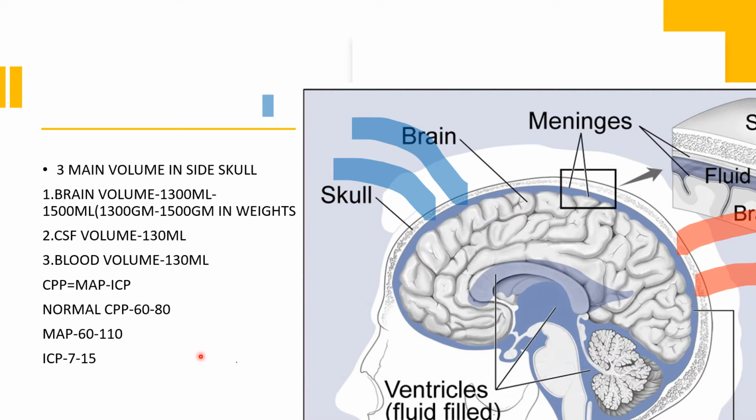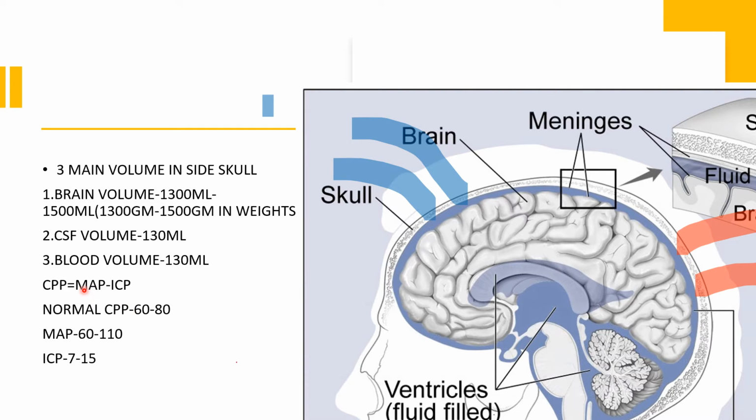So what is CPP? CPP is the cerebral perfusion pressure. You can see I drew the artery. This artery is carrying blood and nutrients to the brain for perfusion. This pressure is known as CPP, and it will be normal at around 60 to 80 millimeters of mercury.